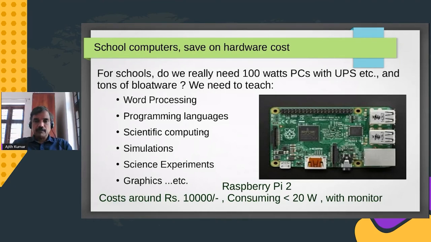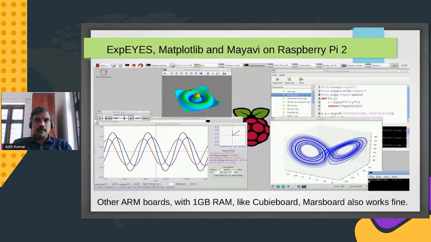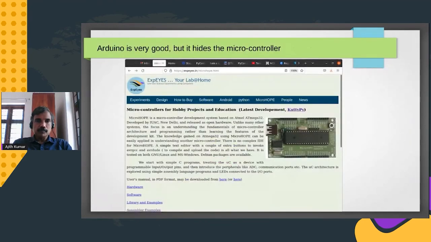And why I'm saying that is, even the old version of Raspberry Pi, this I gave in one SciPy or somewhere, I think. Here you can see XPyce is running and some other simulation is running. Even Mayavi was able to run on a 1 GB RAM Raspberry Pi. So it's a very cost-effective, less polluting and less power-consuming solution.